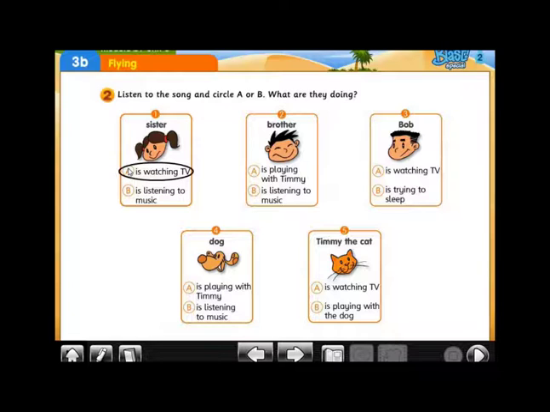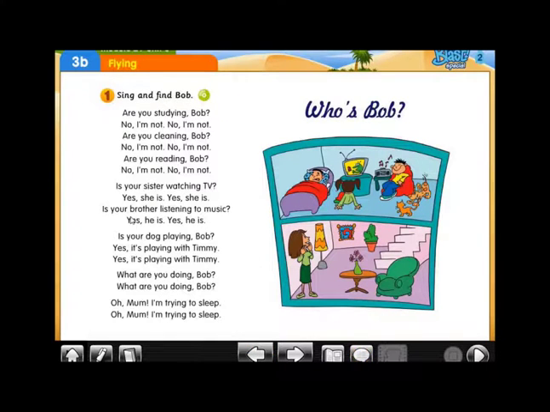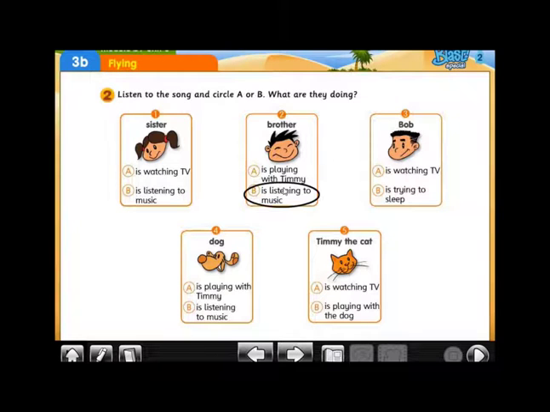Another one. His brother is playing with Timmy or is listening to music. Come and read. Is your brother listening to music? Yes, he is. Right? Is listening to music. Right, circle. Another one. Number three. Bob is watching TV or is trying to sleep? Excellent. Bob is trying to sleep. Circle.